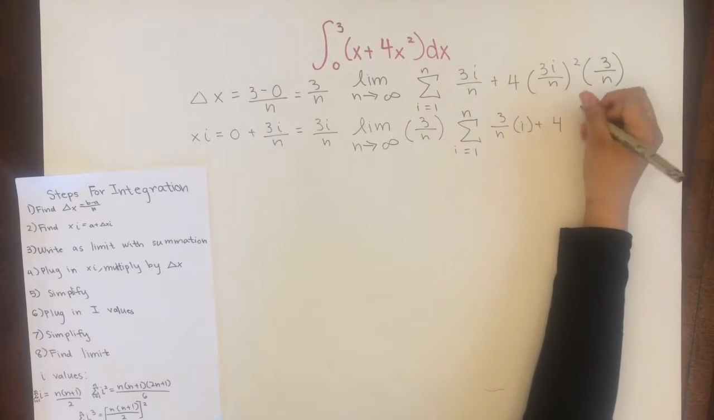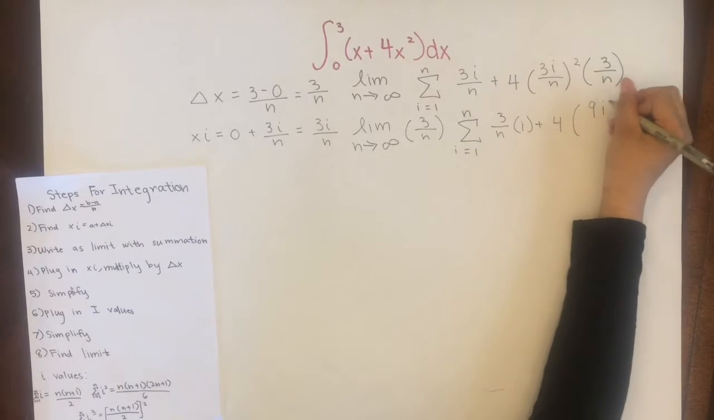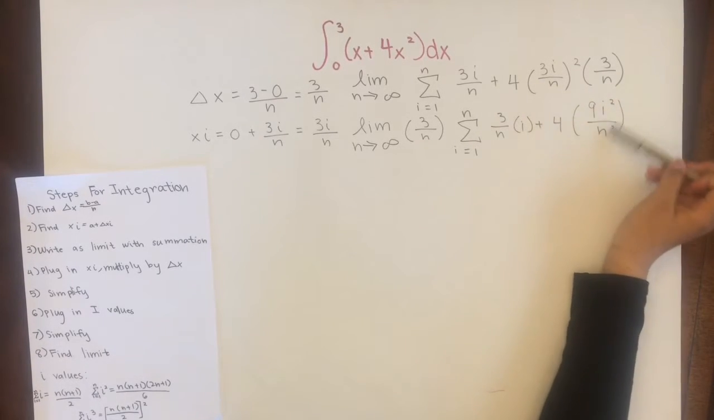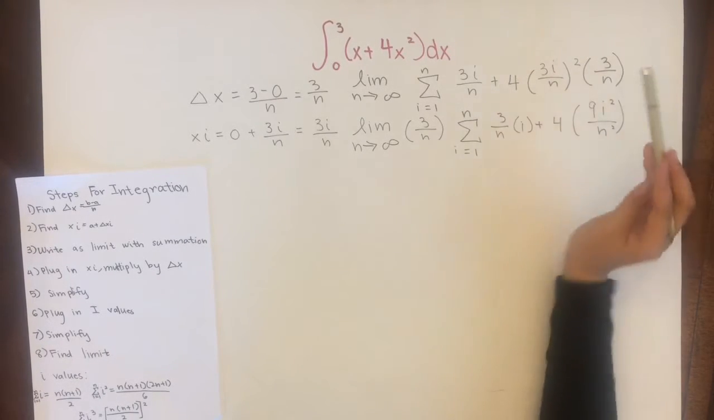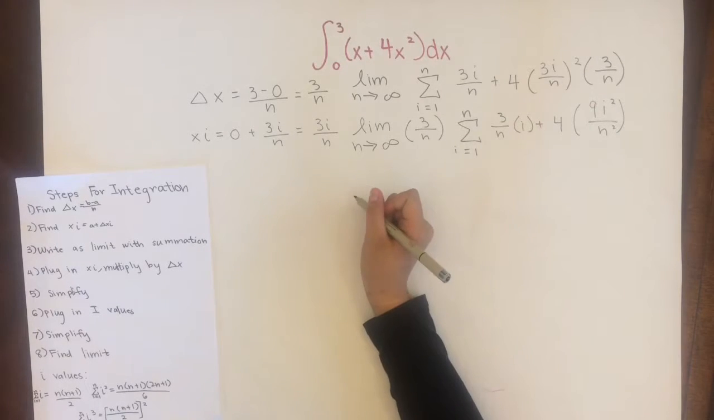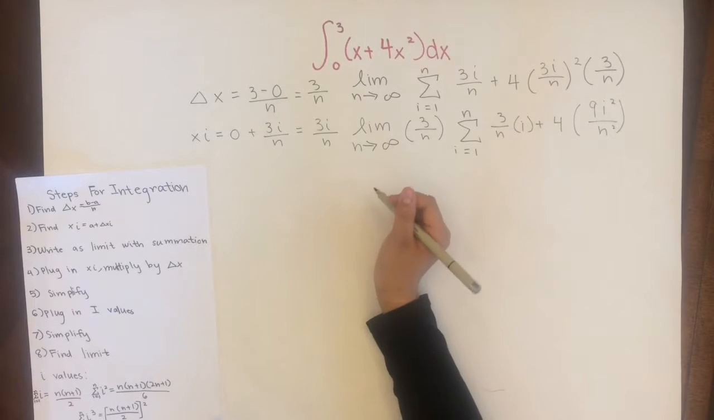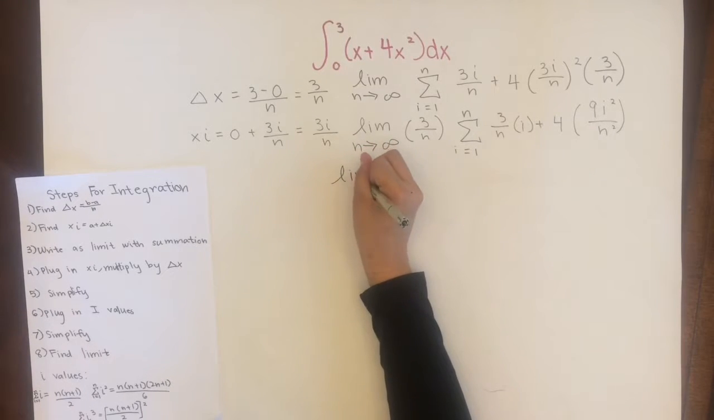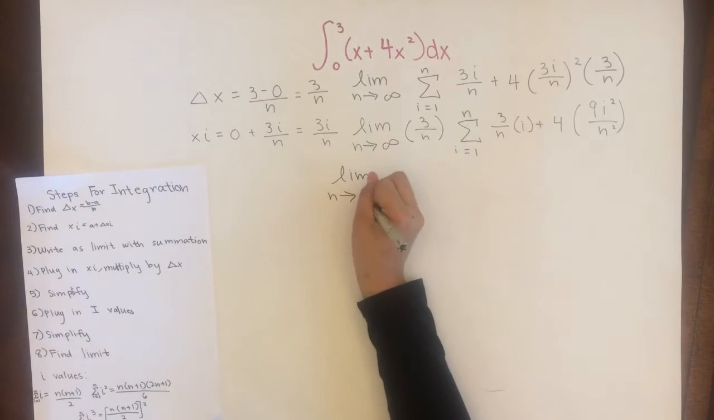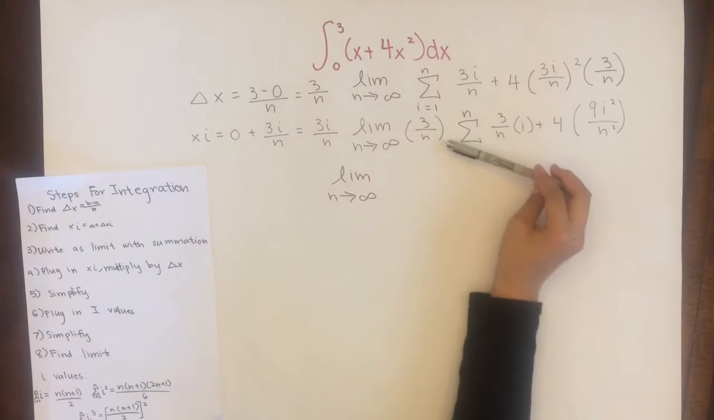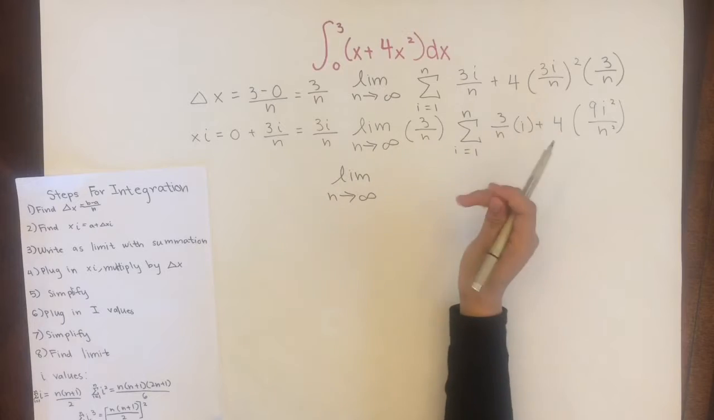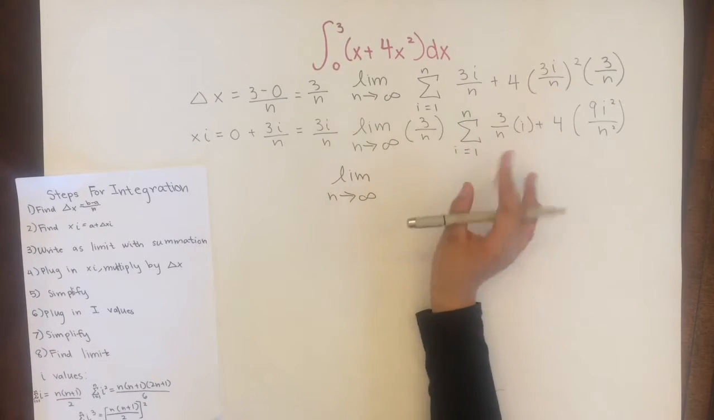Plus 4 times 9i squared over n squared. And this is just a more simplified version of this. And now we can actually start doing the summation and simplify. So we still have the limit, and we always need to write these limits and summations until we've actually done them or solved it, and then we don't have to keep writing them anymore.